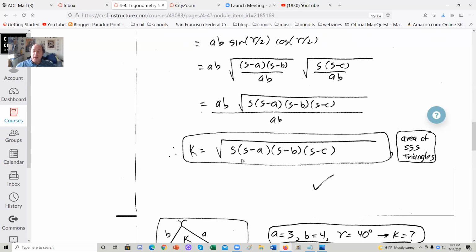Given A, B, and C, call S half their sum. Then this square root of S times (S minus A) times (S minus B) times (S minus C) is the area of the triangle.